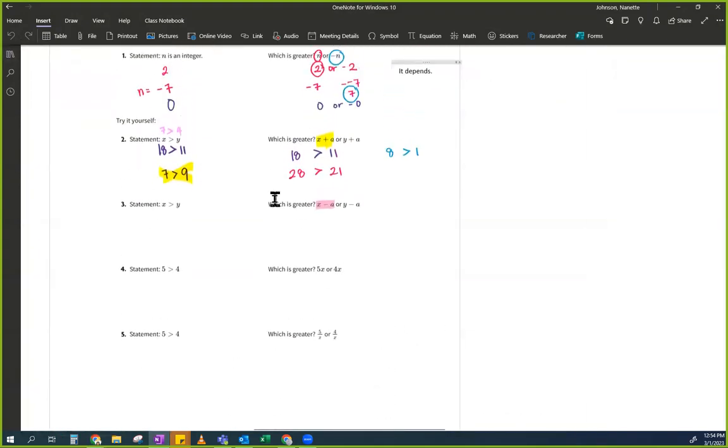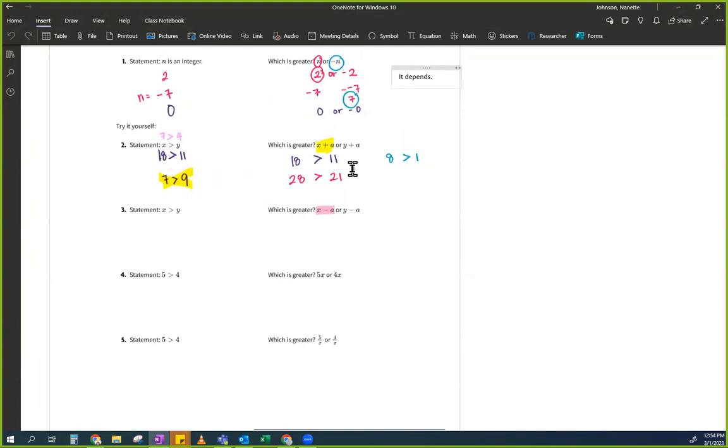So we already did this part up here about adding a number and subtracting a number. Here we said that the one that's bigger stays bigger. If you add, it stays bigger. If you subtract, it stays bigger. But what if there's negatives? Yeah, it stays bigger.